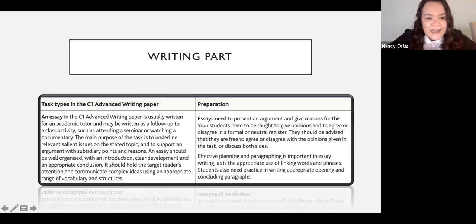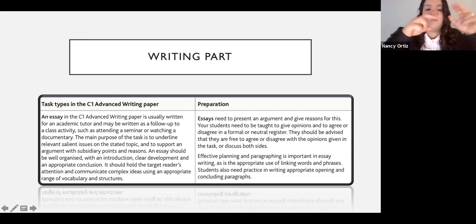All right, it says an essay in the C1 Advanced writing paper is usually written for an academic tutor and may be written as a follow-up to a class activity, such as attending a seminar or watching a documentary. The main purpose of the task is to underline relevant salient issues on the stated topic and to support an argument with subsidiary points and reasons. An essay should be well organized. Okay, this is what gives you a good score. Well organized, with an introduction, clear development, and an appropriate conclusion. It should hold the target reader's attention and communicate complex ideas using an appropriate range of vocabulary and structures.